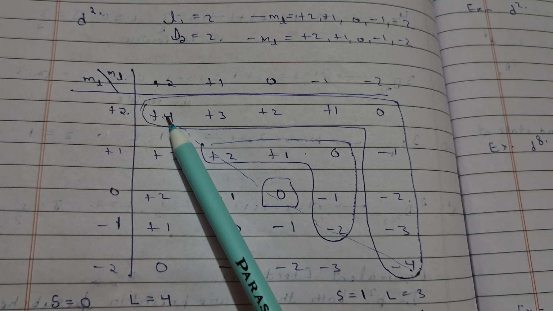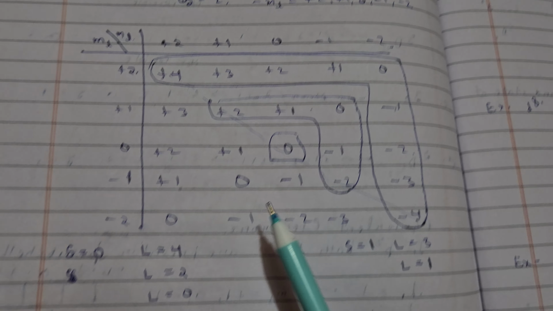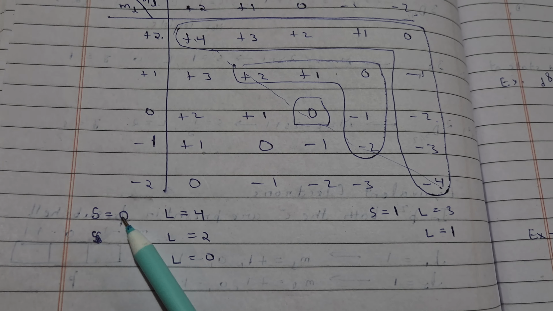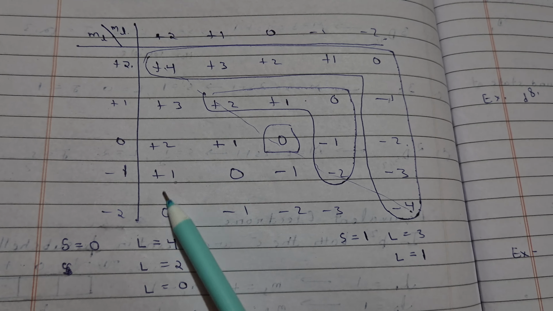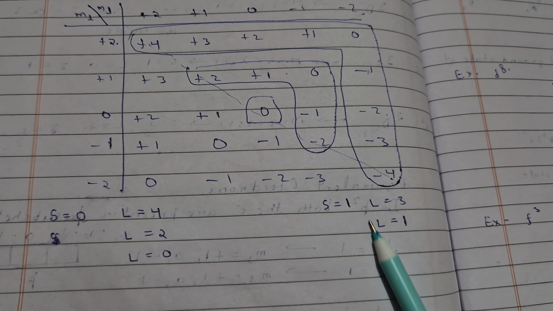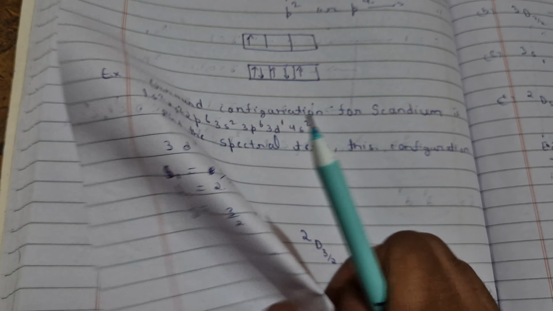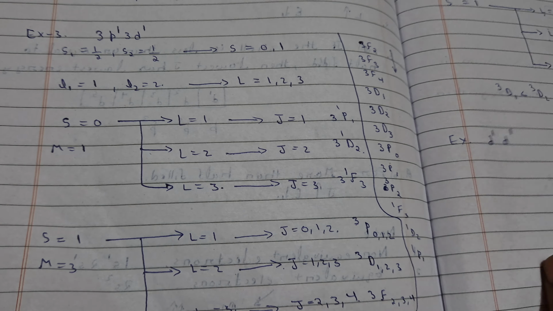So this is for L equal to 4, this is for L equal to 2, and this is for L equal to 0. So 4, 2, 0 will go with S equal to 0, and similarly L equal to 3 and L equal to 1 will go with S equal to 1. So these will be the possible combinations. Now you just follow the same rules as we did here, so you will get all the terms.